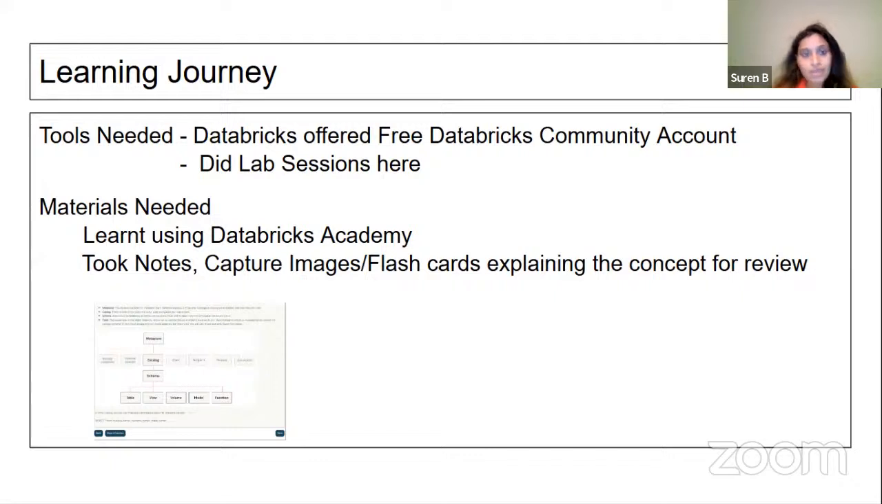For the tools, like I said, I went into the Databricks community account. I got a free community account. There is a limitation on the clusters, but that was still good enough for me to prepare for the examination. And that is where I did the lab sessions also.